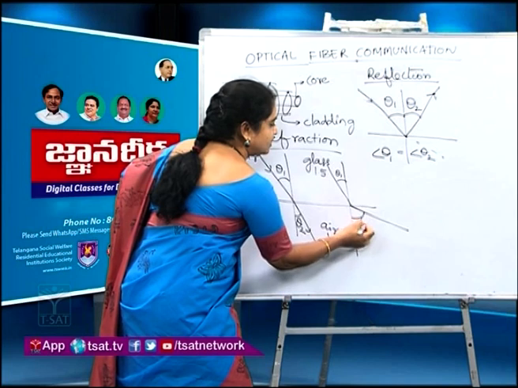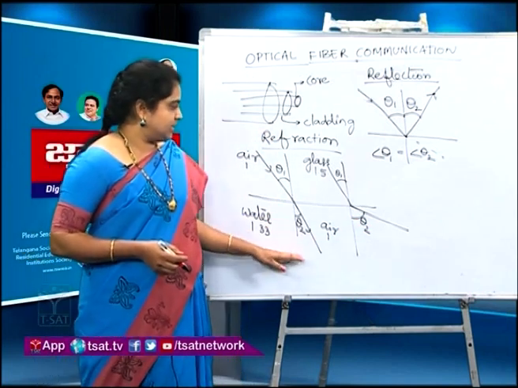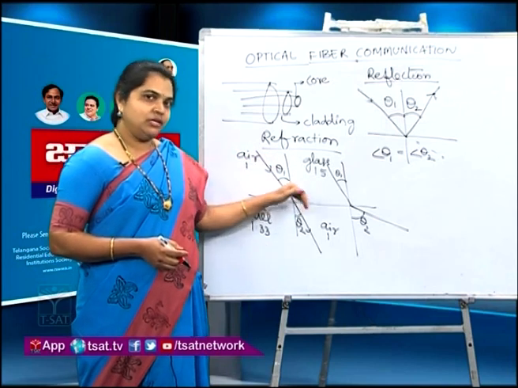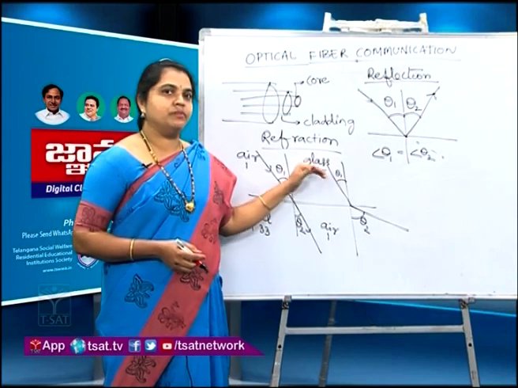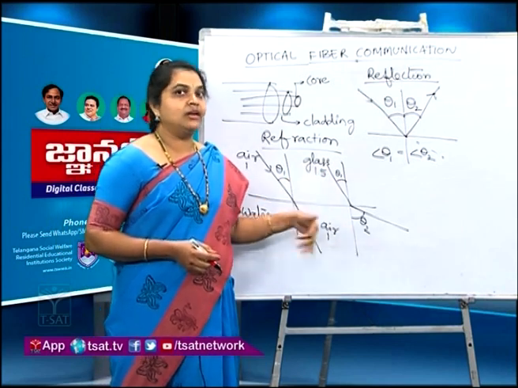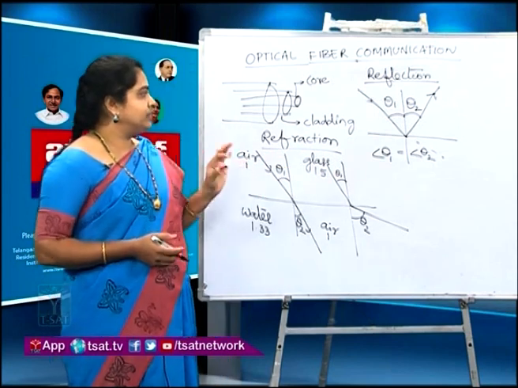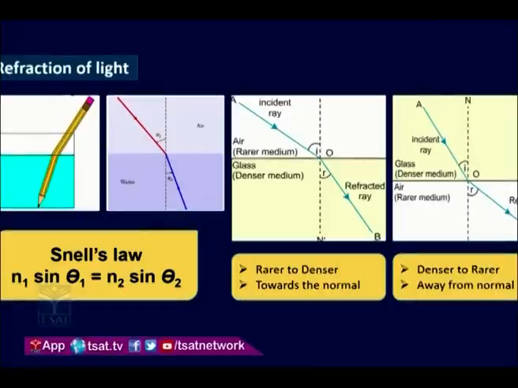Can you see the difference here? See here, in the first case, the light travels from rarer to denser medium and it bends towards the normal. In the second case, when the light travels from denser medium to rarer medium, it bends away from the normal. Right? So now we will see total internal reflection.